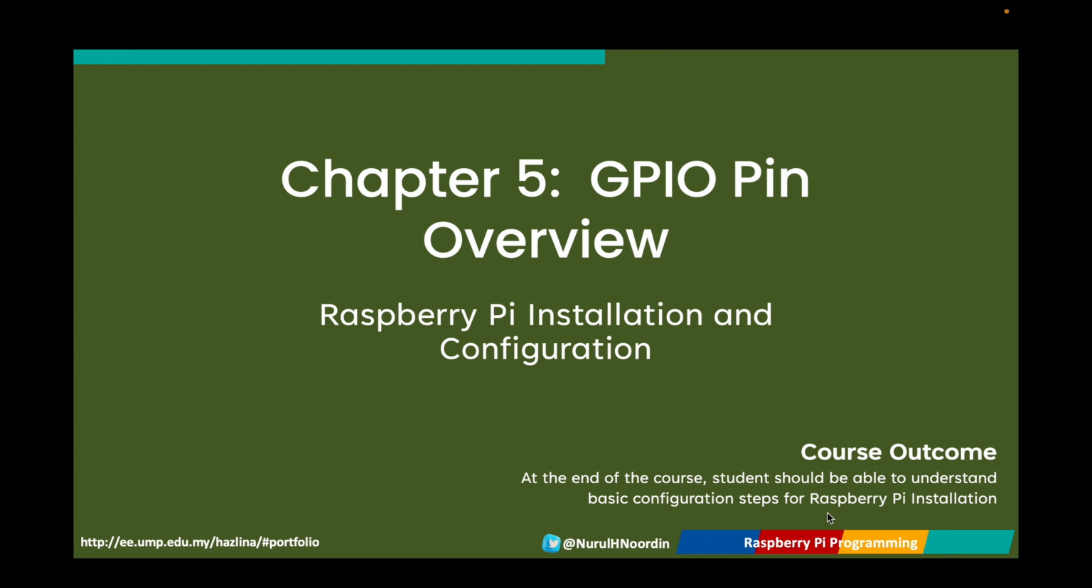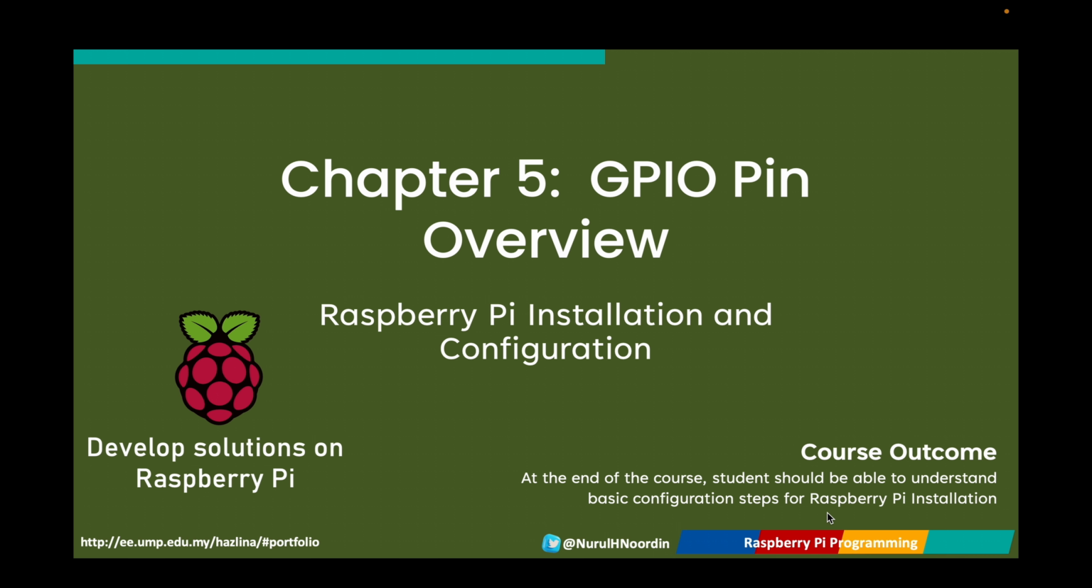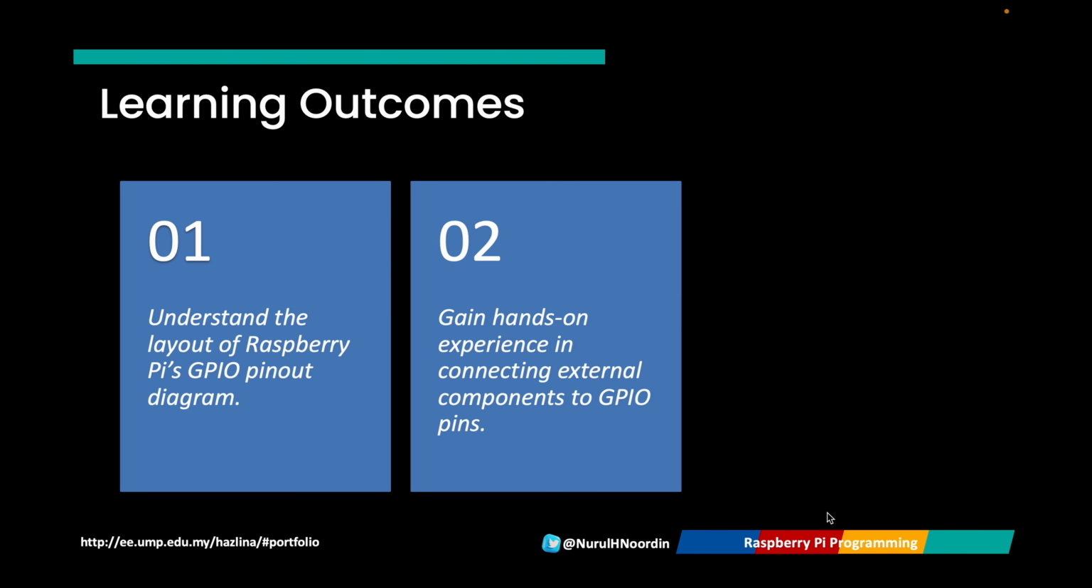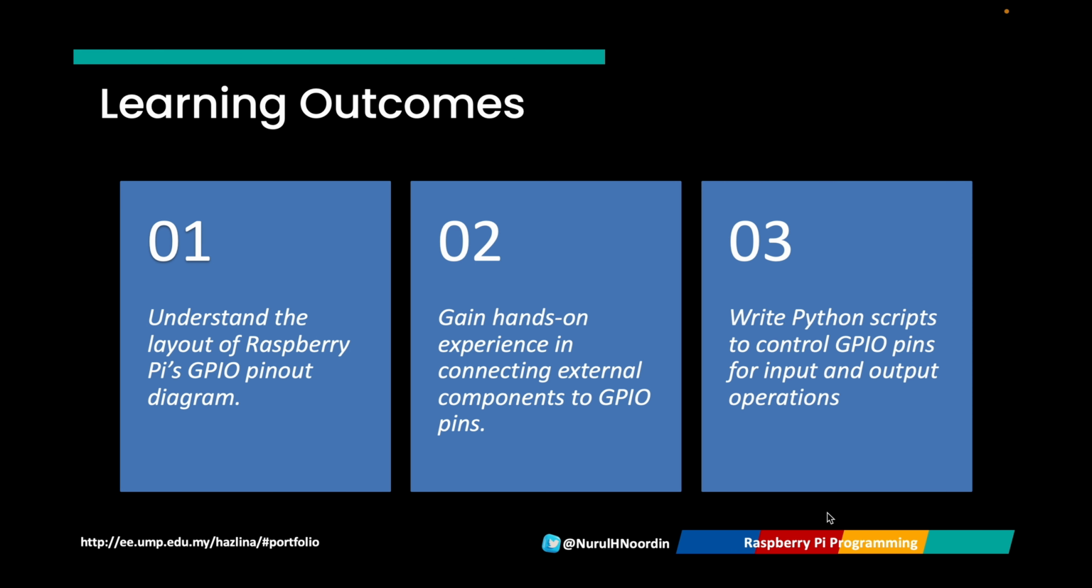In this session, we will explore how to use Raspberry Pi General Purpose Input-Output or GPIO pins to control external devices such as LEDs, buttons, and sensors. By the end of this lesson, you will be able to write Python programs to interact with Raspberry Pi and the GPIO pins effectively. By the end of this chapter, you will understand the layout of the Raspberry Pi GPIO pin-out diagram. You can gain hands-on experience connecting external components to GPIO pins, and you can write Python scripts to control GPIO pins for input and output operations.